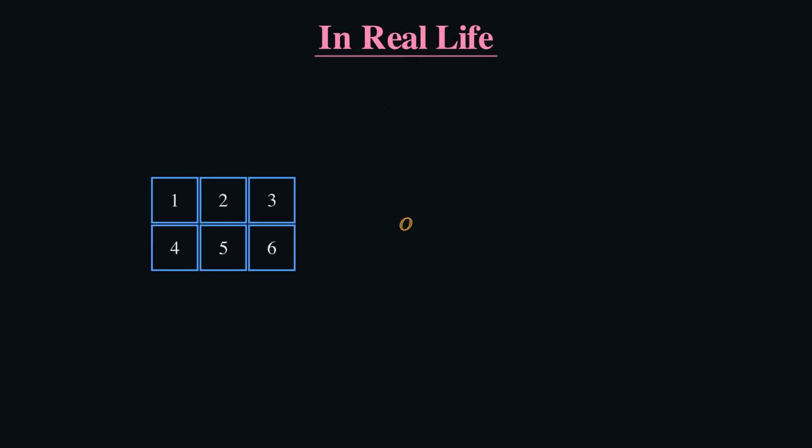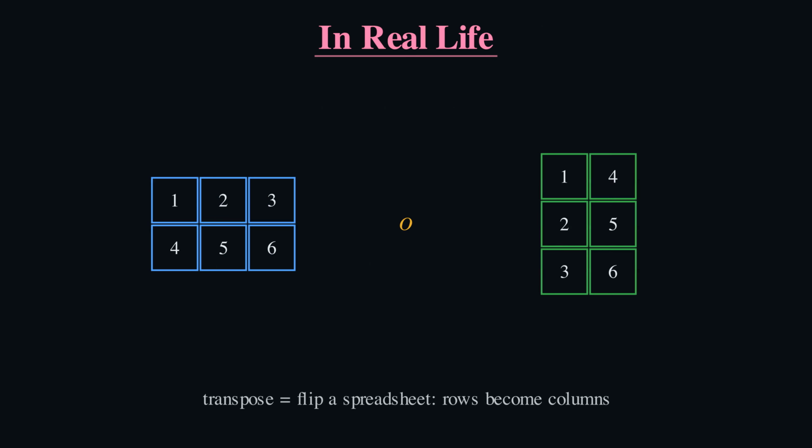Transpose is just flipping a spreadsheet, so the rows become columns. And the trace is even simpler. You just add up the numbers running down the main diagonal. 2 scary words, 2 everyday moves.